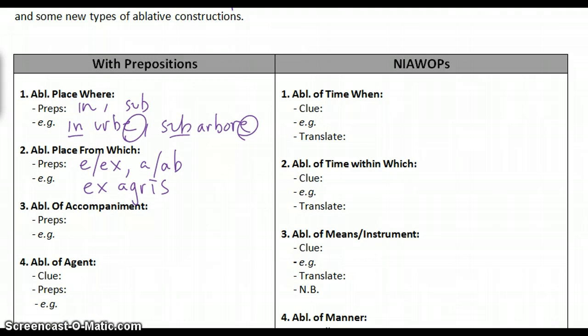Another common use of the ablative with a preposition shows accompaniment. This is with the preposition cum. So for example, if you're walking to the store cum Marcus, right, we would change the Marcus to Marco, with Marcus.